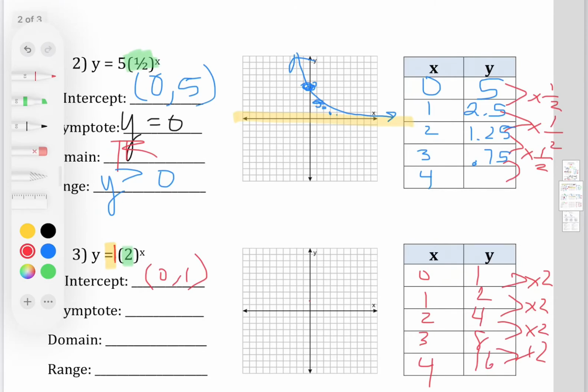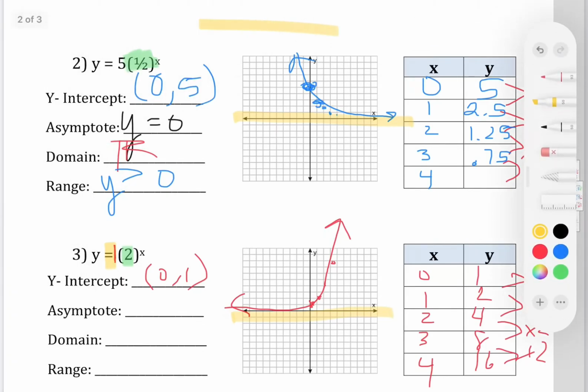So now I can graph it. 0, 1. 1, 2. 2, 4. 3, 8. And 16. So it's going to look like this. Never crosses below 0. So when you're ready, go ahead and answer. Where is the asymptote? What is the domain? And what is the range for this question here?